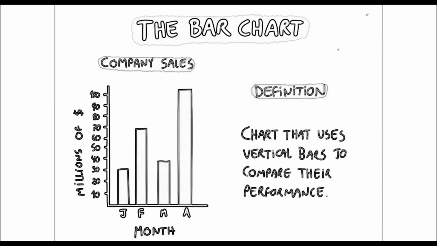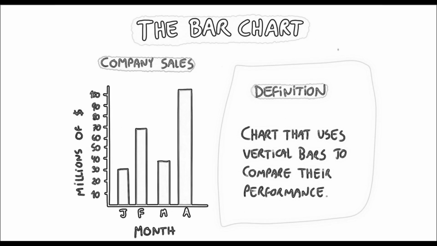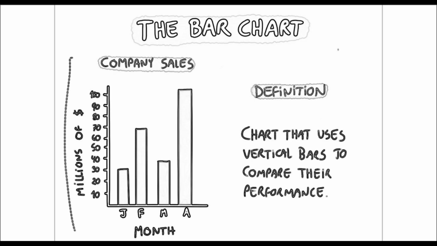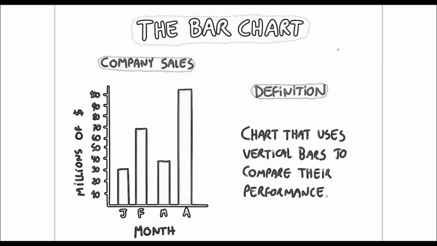Great. So the bar chart. Also not so common in trading, but it's also very good in analysis. Look, you use vertical bars to compare performance of something, no? So for example, here we have the sales in millions of dollars of a company per month, no? So in January, this company sold $30 million. In February, it sold $70 million.